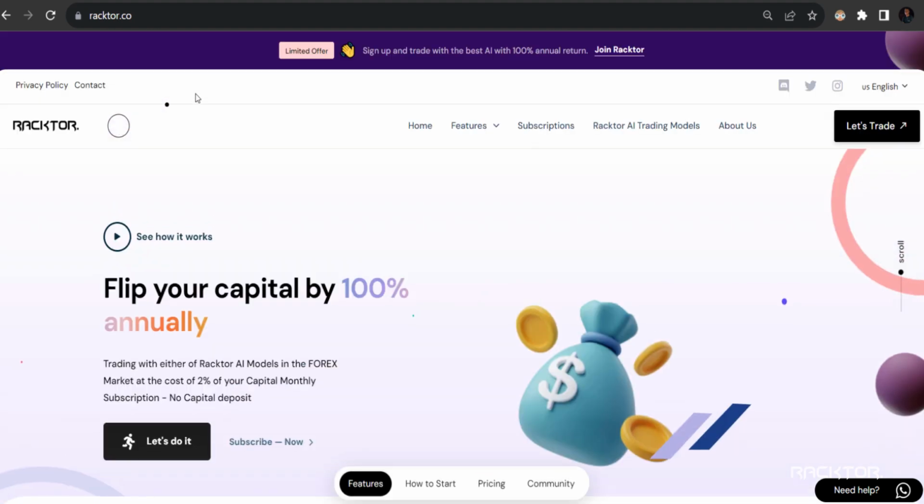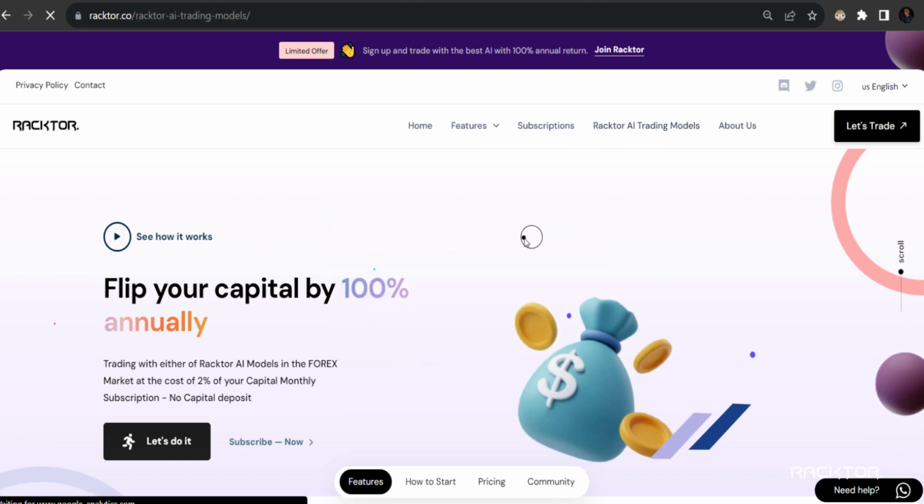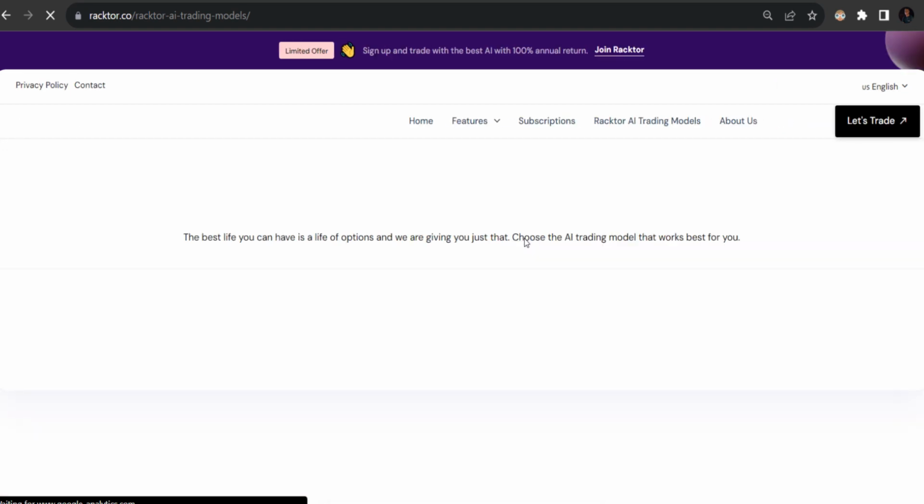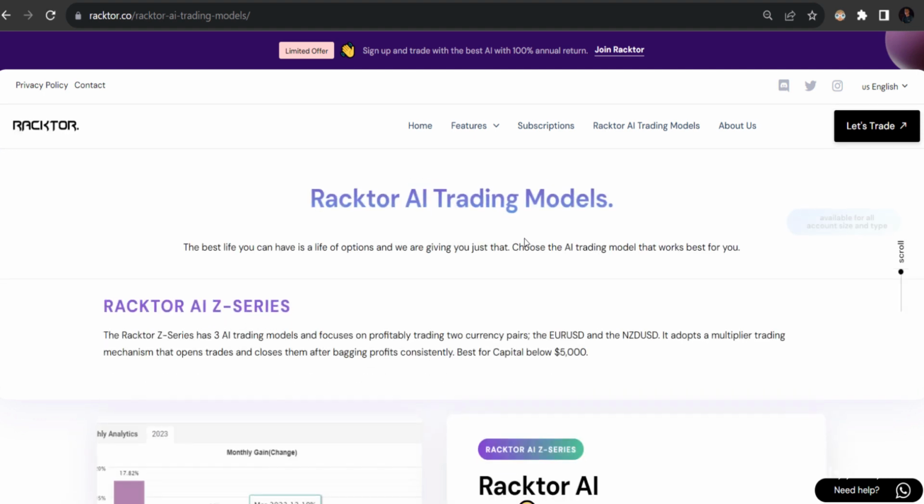So to view our trading models, the AI models that we have that have been trading in the forex market, just go over to Racktor AI Trading Model, and it will take you straight into the page where you would be able to see the things we have going on in the market, and how these models are well described. All right, so we have two categories. We call it the Racktor AI Z-Series, and we have the ZX-Series.